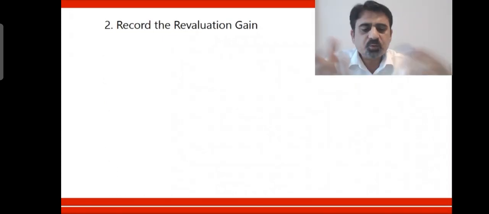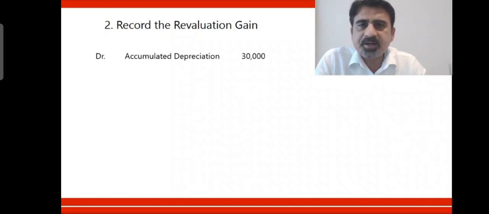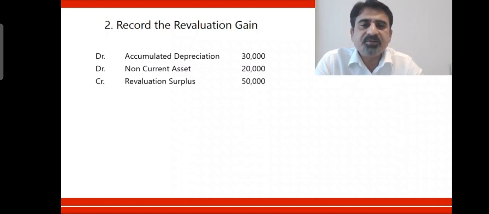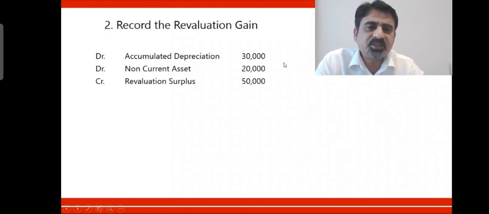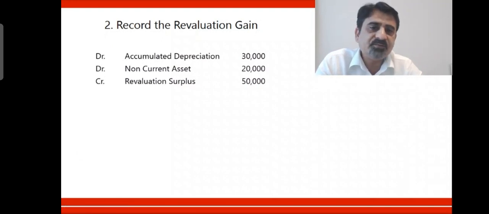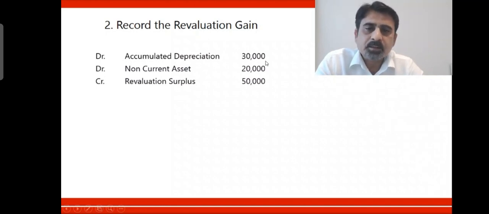So now let's see how to record the revaluation gain. So first, let's see the double entry. It is debit accumulated depreciation, debit non-current asset 20,000, and credit revaluation surplus. So if you see that in last 6 years, we charged 30,000 depreciation and accumulated depreciation balance was 30,000. So we reverse all of that. Previously we were doing credit accumulated depreciation. Now we do debit accumulated depreciation. The asset original value was 100,000. Fair value is 120,000. The difference is 20,000. You debit it and credit revaluation surplus.